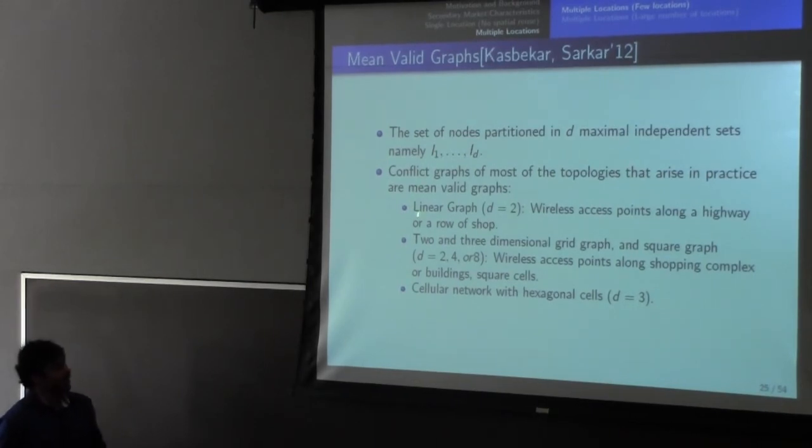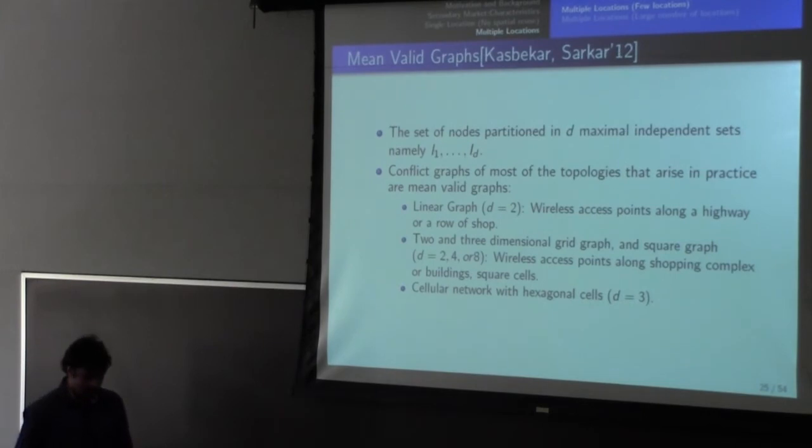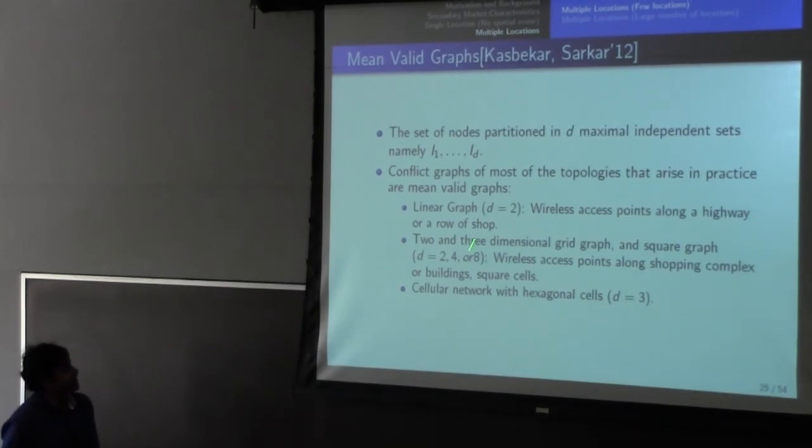But the most important thing is that the conflict graphs that arise in practice are mostly min-valid graphs. You can see the linear graph is a min-valid graph with D equals 2, so it is a bipartite graph. If you have a 2 or 3 dimensional grid graph, these are mostly bipartite, 4-partite or 8-partite graphs. And a cellular network with hexagonal cells is also a min-valid graph, which is a tripartite graph.